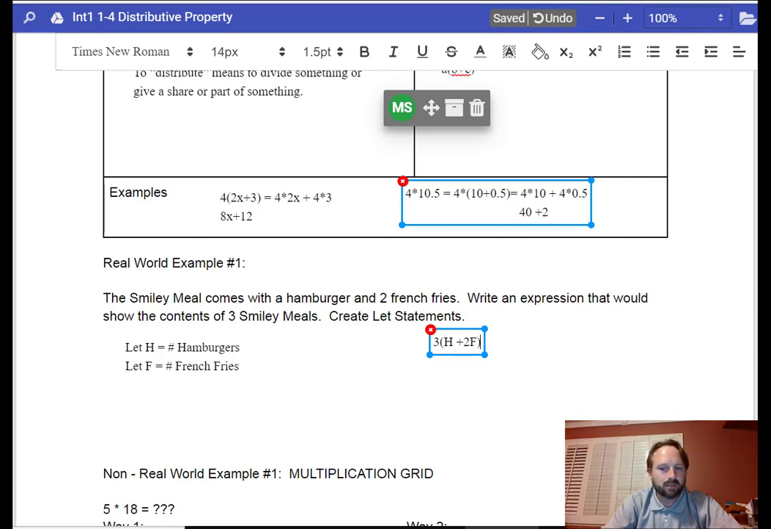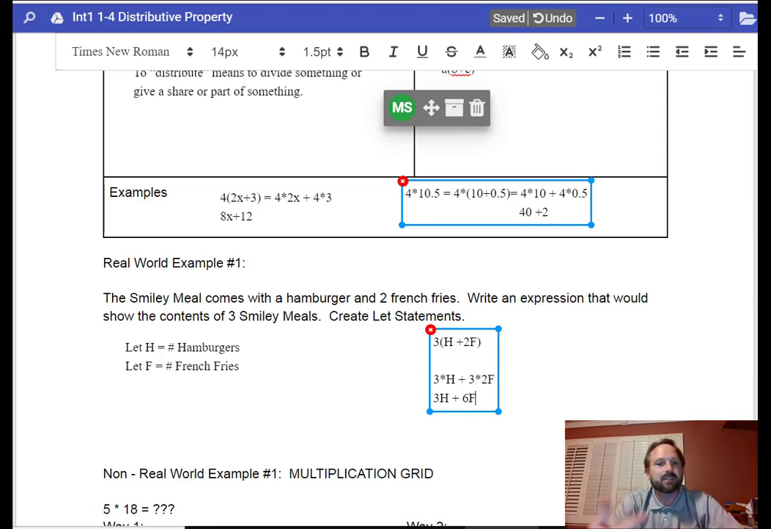Now, if we use our logic on this, we understand that it's going to have 3 times H and 3 times 2F. Just think, if you buy three smiley meals, how many hamburgers would you have? You would have 3 times H. How many H's? 1. So 3 times 1 H is 3 H's. And then how many French fries? You'd have 3 orders of 2. 3 times 2 is 6, but it's not 6, it's 6F. So it's 3 times 2F, which would be 3 hamburgers plus 6 French fries.